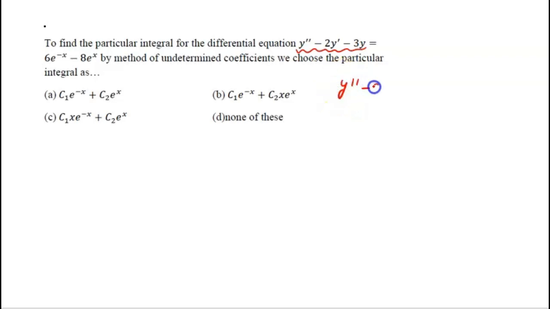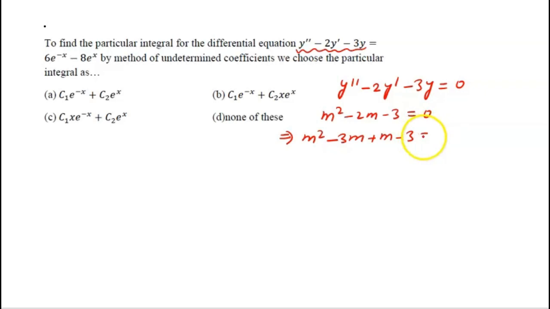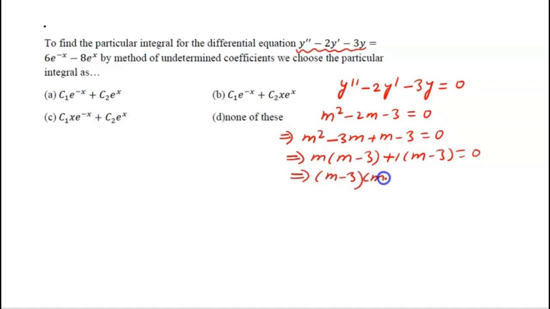So before I write the trial solution, first decide what the complementary function is. The differential equation is y double dash minus 2y dash minus 3y is equal to 0. So the auxiliary equation will be m square minus 2m minus 3 is equal to 0. Let us factorize it: m square minus 3m plus m minus 3 is equal to 0. I can take m common, m minus 3 plus 1 common m minus 3, so I get m minus 3 into m plus 1 is equal to 0. So m is equal to 3 and minus 1.